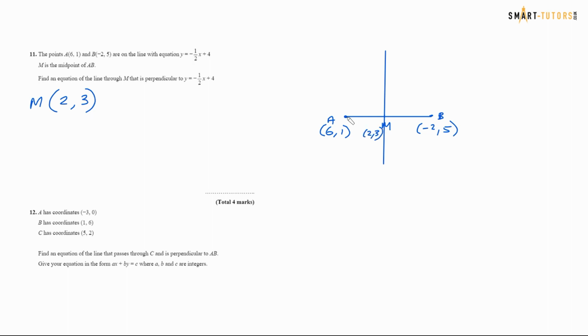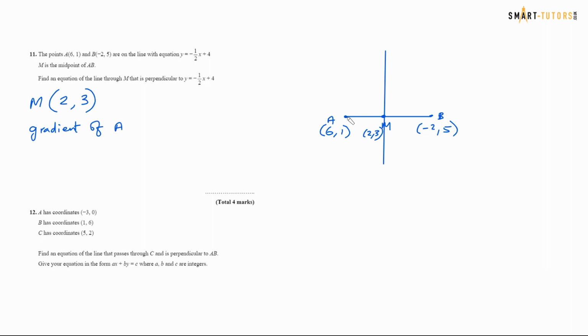So are they asking for the M's coordinate? No, they're not asking for the M's coordinate. So we need the M coordinate to find out the equation of the perpendicular line. So first of all, the gradient of AB is the second step. So gradient of AB.